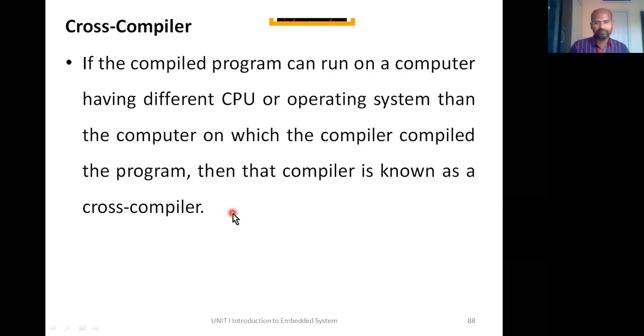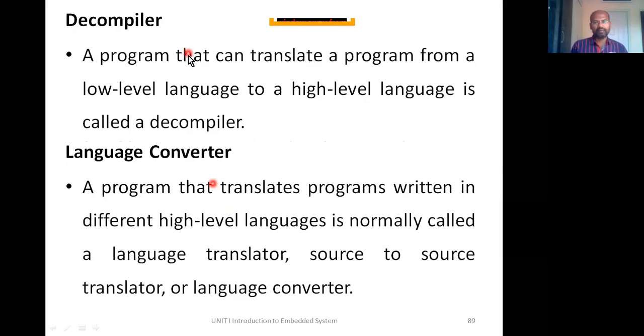Next one, decompiler. A decompiler does what a compiler does in the opposite way. Okay, a decompiler is the reverse process of compilation. Generally a compiler compiles the code, means it translates high level language code into low level language code, maybe assembly language, whereas a decompiler does the opposite thing. It takes the low level language code and tries to convert that into high level language code. A program that can translate a program from a low level language into a high level language is called a decompiler.